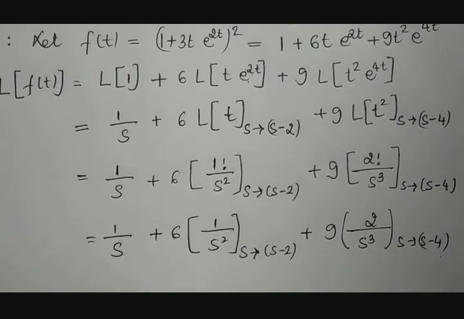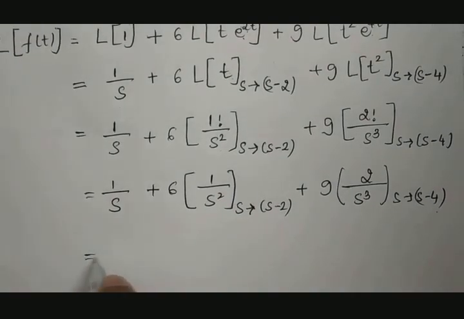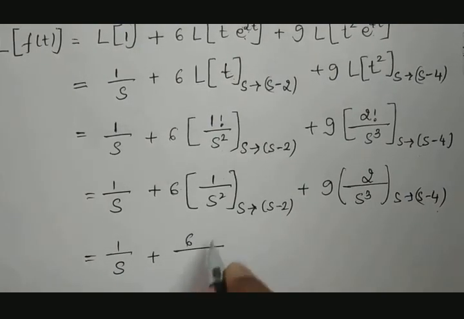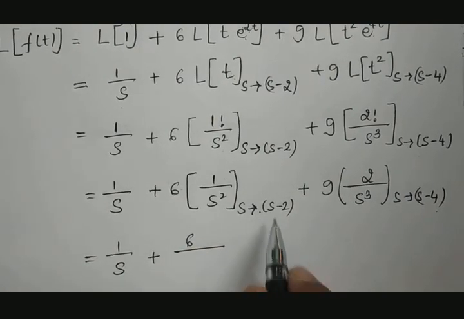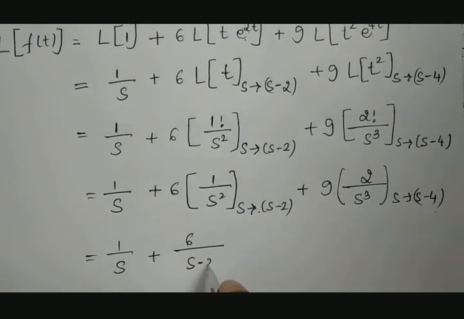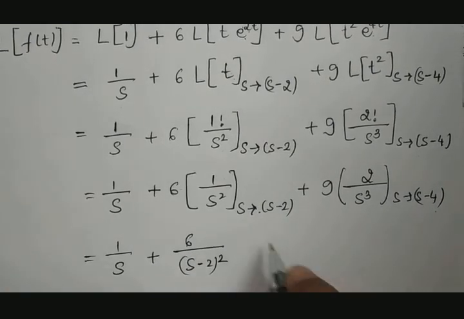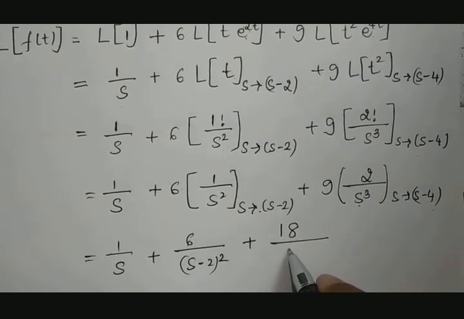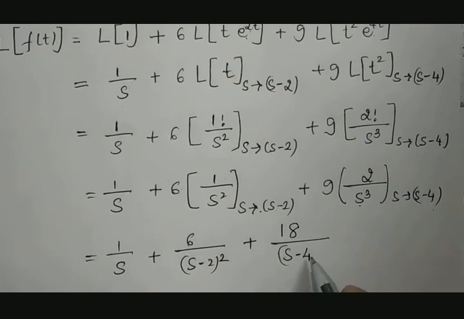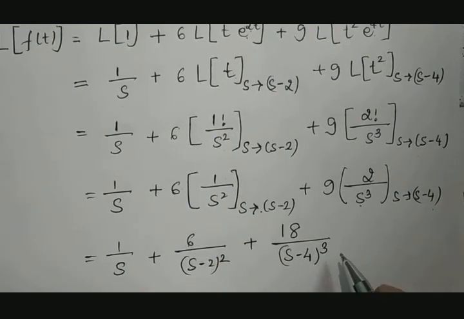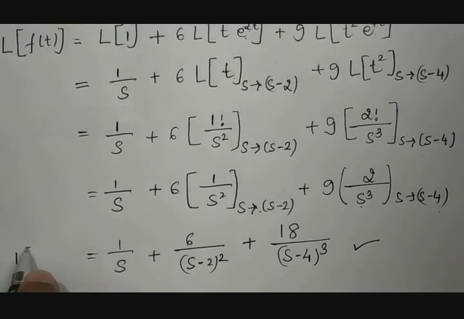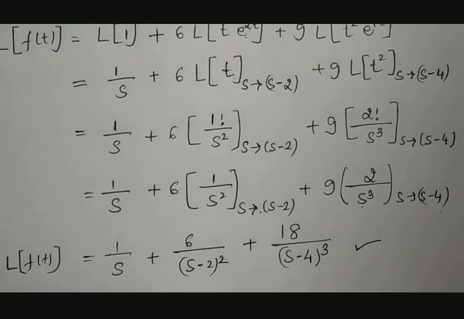Therefore, 1 divided by s plus 6 into 1 is 6 divided by, now I'll replace s by s minus 2. Then it becomes s minus 2 the whole square. Plus 9 2s are 18 divided by s is going to be replaced by s minus 4 the whole cube. Fine. So this is the required result of L of f of t. That f of t is equal to the given function.